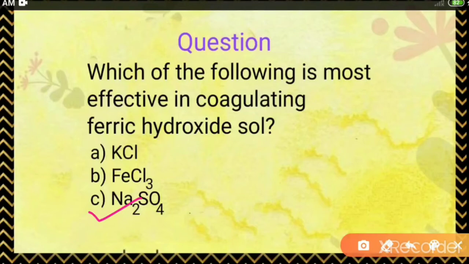So in the exam you will be getting such types of questions. For this you need to consider the charge on the active ion and answer on the basis of it.